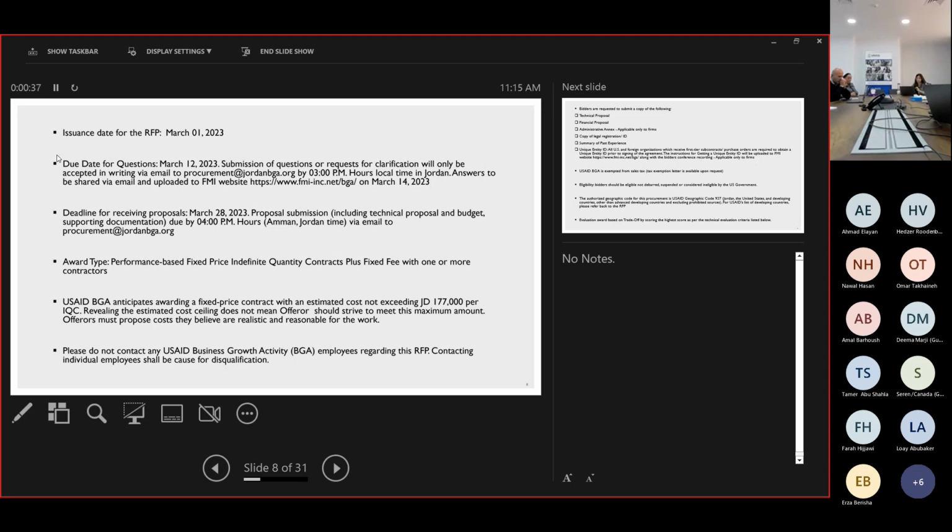We would like to emphasize that please do not contact any USAID Business Growth Activity employees regarding this RFP. Contacting individual employees shall be cause for disqualification. Whether for questions or follow-up, please contact us via email at the procurement email, procurement@jordanbga.org.